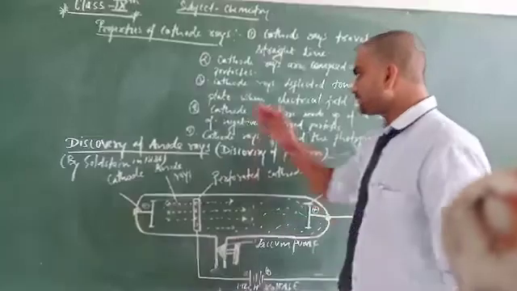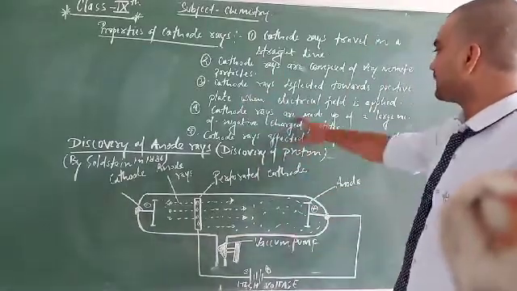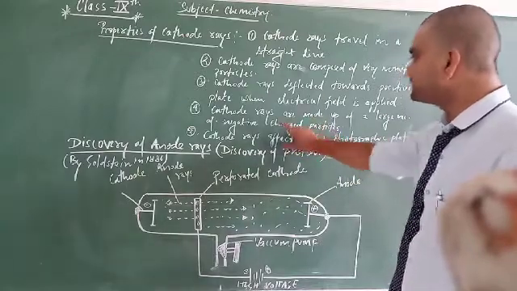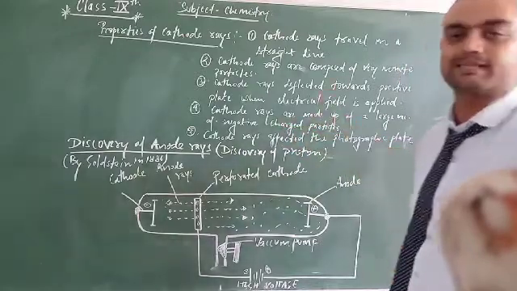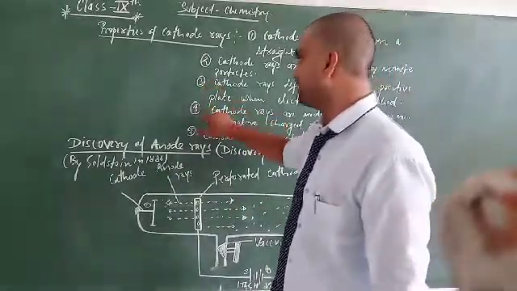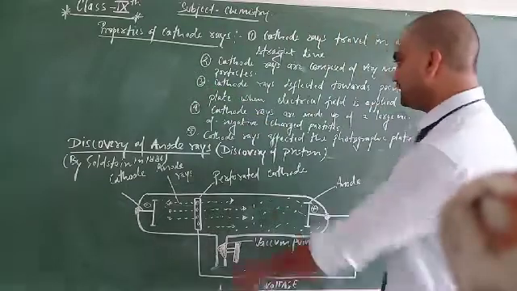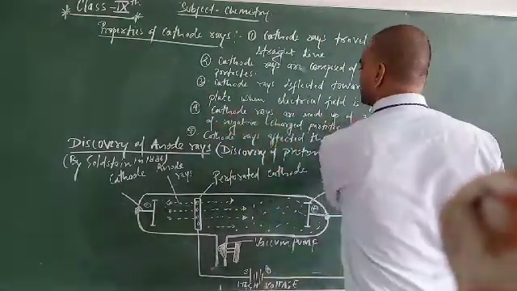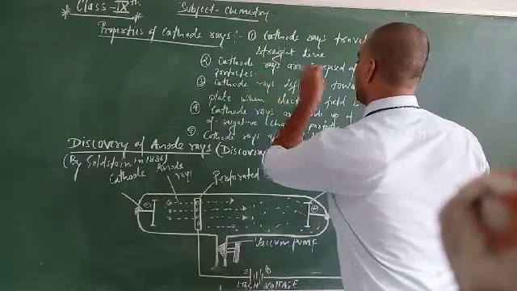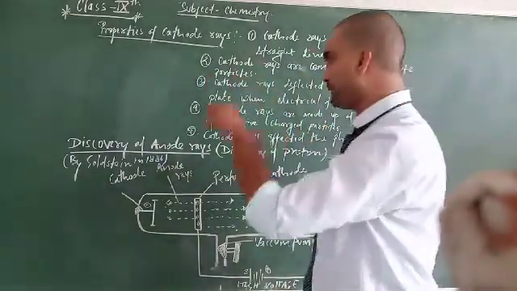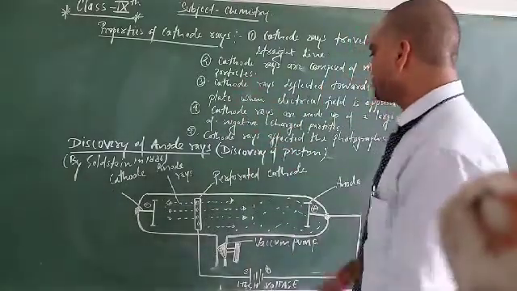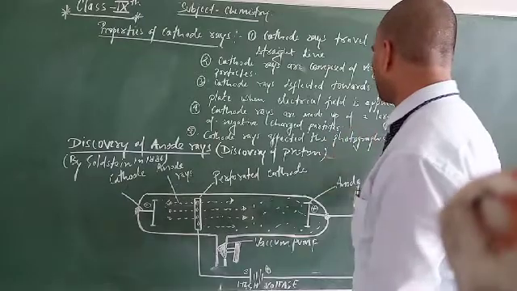Understand? The fourth one: cathode rays are made up of a large number of negatively charged particles, and these negatively charged particles are known as electrons. Clear? And this is the clear verification of point number 3. Clear? Cathode rays are made up of a large number of negatively charged particles, that is, cathode rays are always deflected towards the positive plate when an electric field is applied. Fifth point: cathode rays affect the photographic plate.